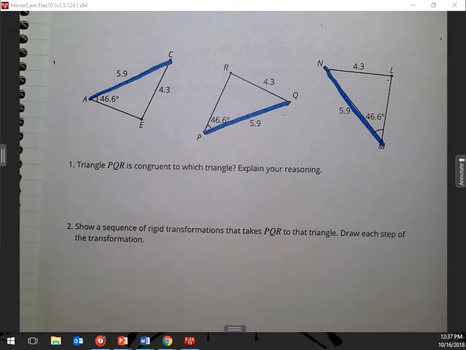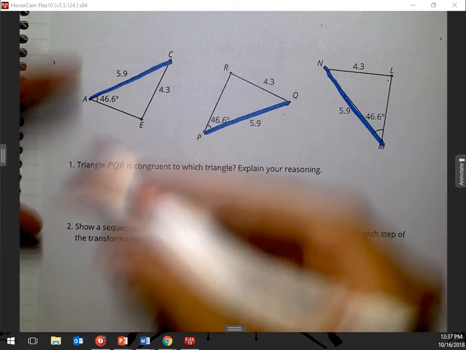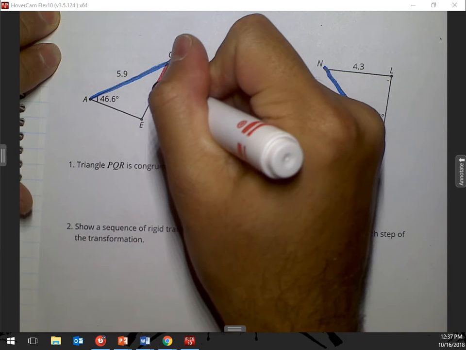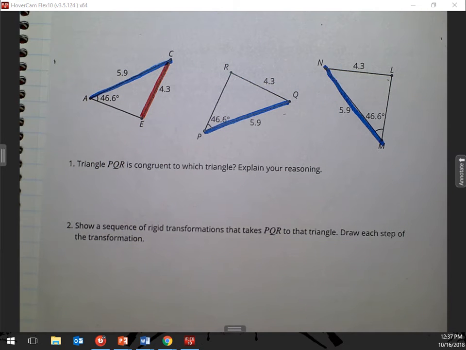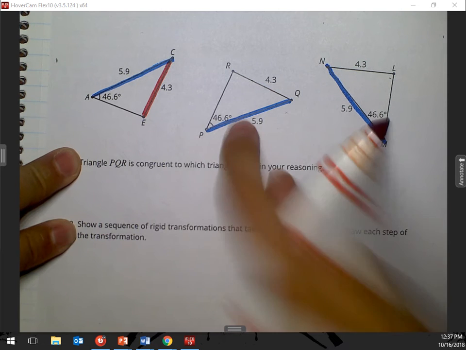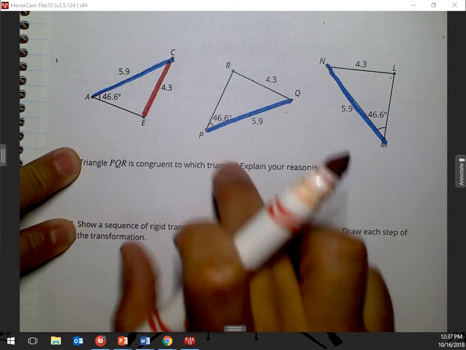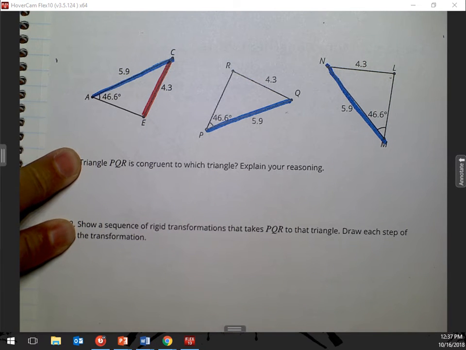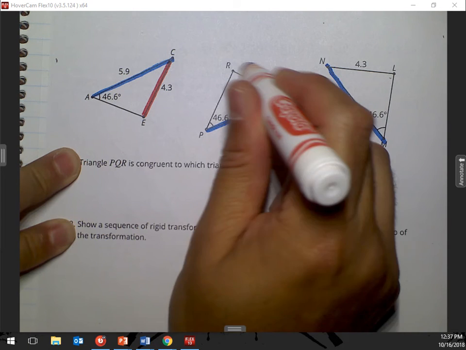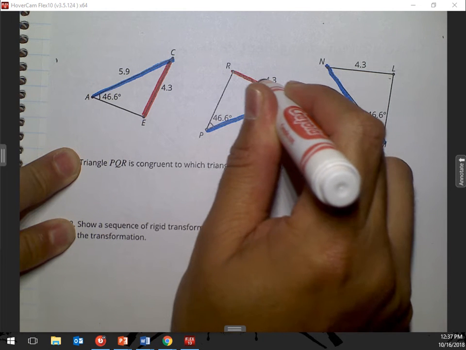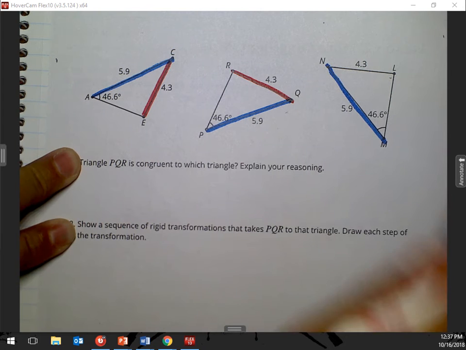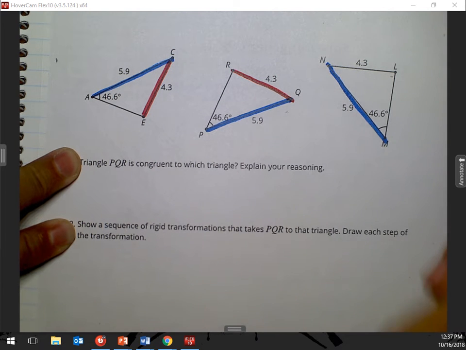I'm going to take a look at the 4.3. So let's start that one. There's my 4.3. Over here, CE is going to be congruent to what? RQ or QR, right? There we go. And over here it's congruent to? L, and there we go.